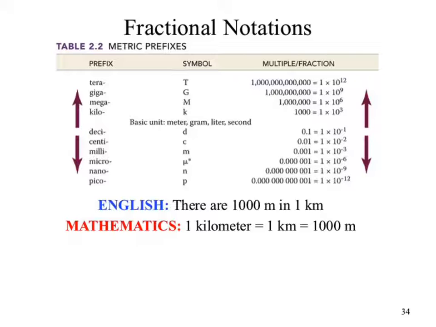The next thing I want to deal with is this fractional notation aspect, because this is how we would look at another conversion. If we look at it in English, there are 1,000 meters in 1 kilometer. Yes? Okay. In mathematics, 1 kilometer equals 1 km, which equals 1,000 m, right? We've made some simplifications. Can we play around with the mathematics a little bit? Yeah, why not?